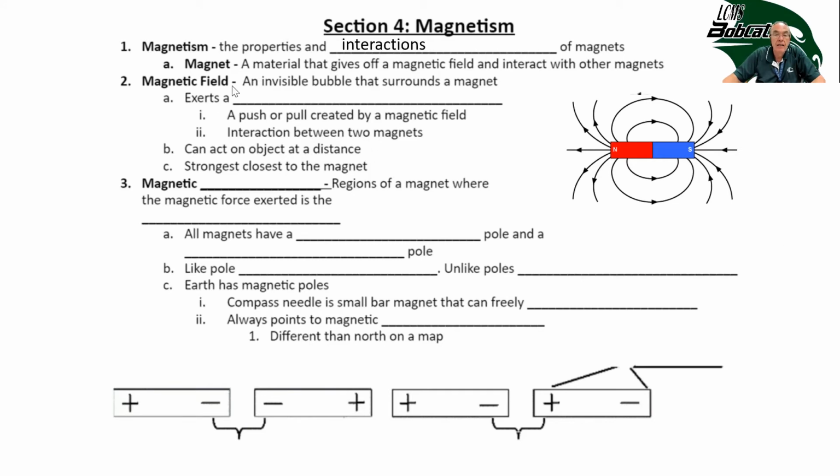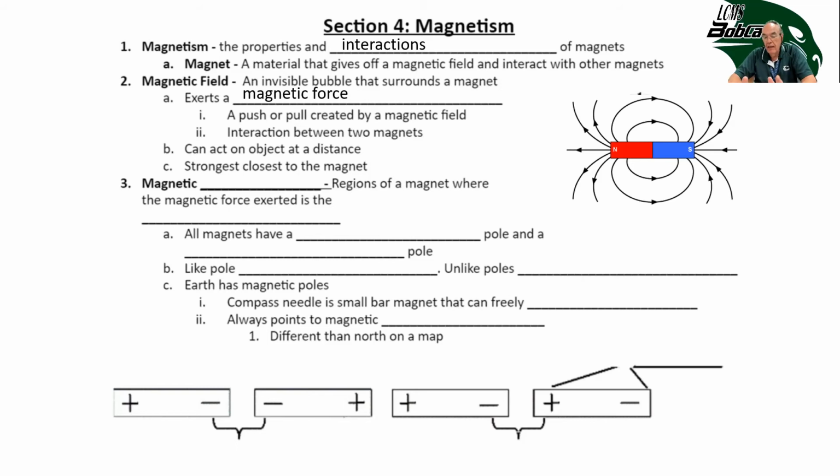Magnetism itself is defined as the properties and interactions of magnets. A magnet is a material that produces a magnetic field and interacts with other magnets. And just like an electric field, a magnetic field is that visible bubble that surrounds a magnet, and it exerts a magnetic force. So just like we saw that man make the electric field around the wire, there's a magnetic field around a magnet. And it's the push or pull created by the magnetic field.